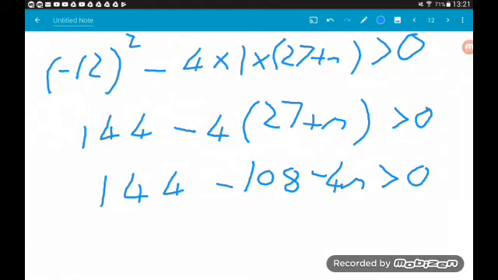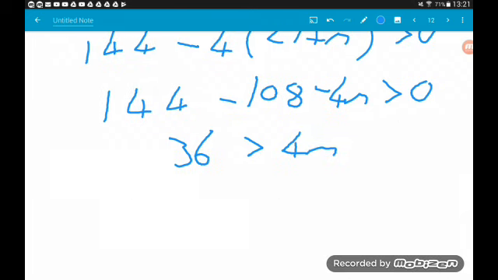144 minus 108 is 36. And then we can also add the 4M. So we get 36 is greater than 4M. So then we can divide both sides by 4. We get 9 is greater than M. So that's our answer. The range of values for M, such that the original equation has two real distinct roots, has to be M is less than 9.